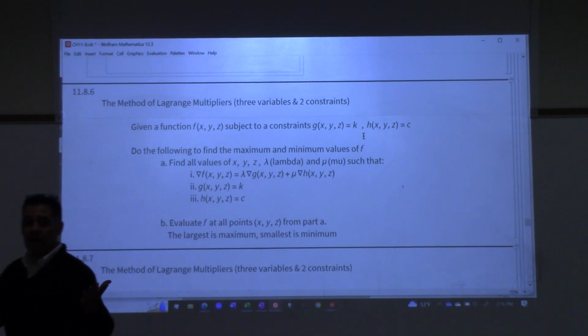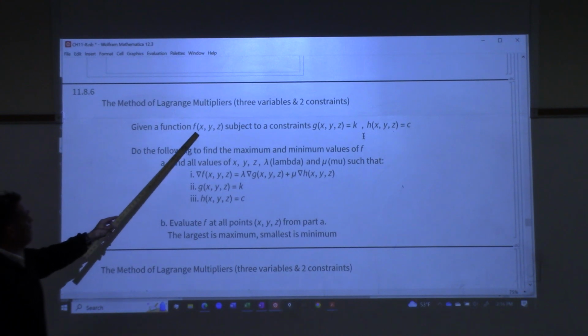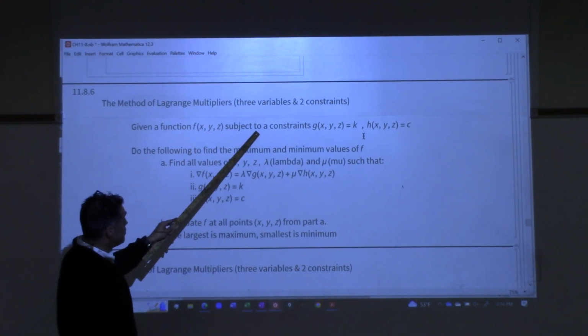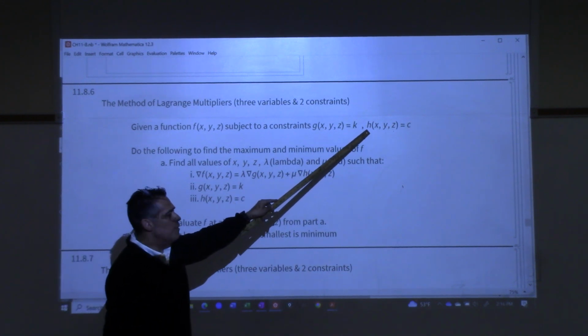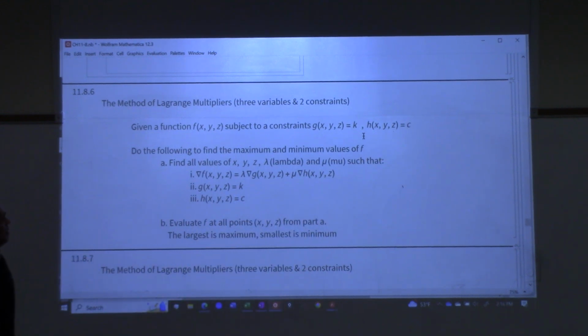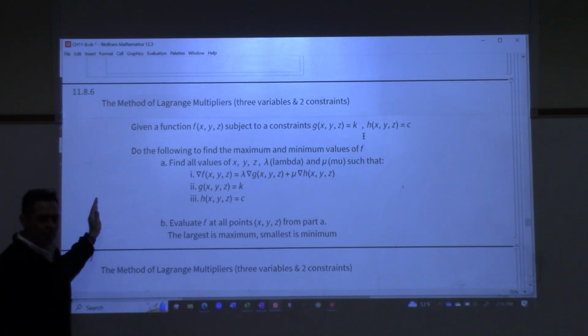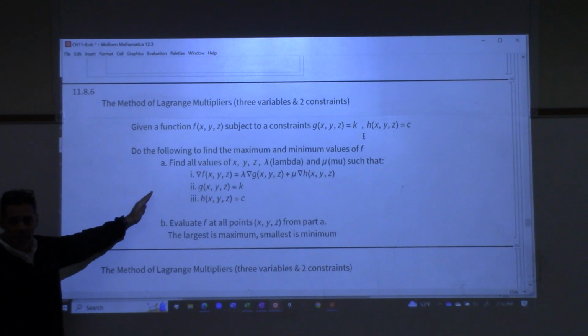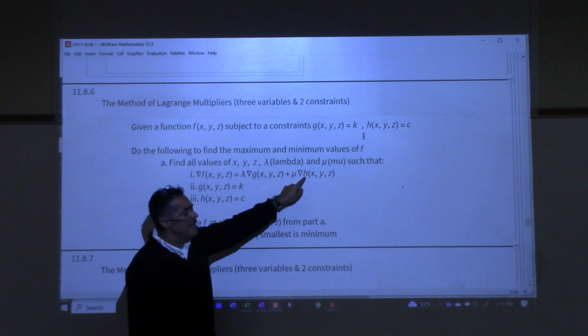Now, how do you do it though, right? Because you now have 2 constraint equations. You have your g, but now you have this other function. So let's look at the notes. Given a function f of x, y, z, subject to a constraint g of x, y, z equals k, that's what we've done in the past, and now a new function, h of x, y, z equals c. The way you do it is, you know how we were doing gradient, like the partial of f with respect to x equals lambda partial of g with respect to x? We have to do that plus mu, some other constant, times the gradient of h.